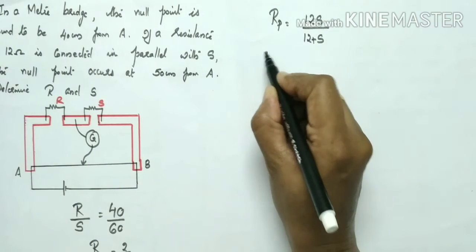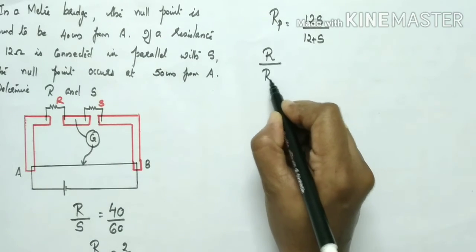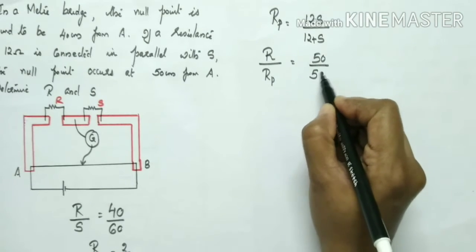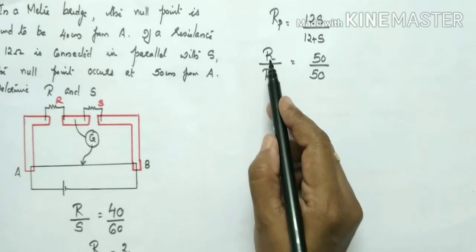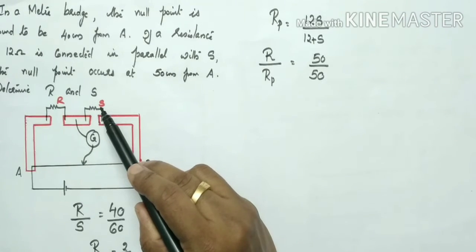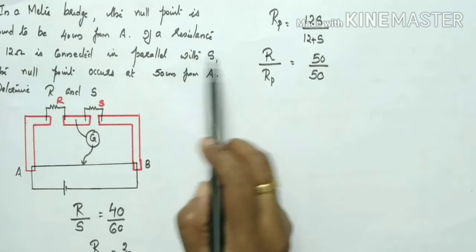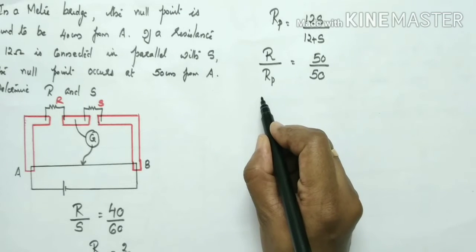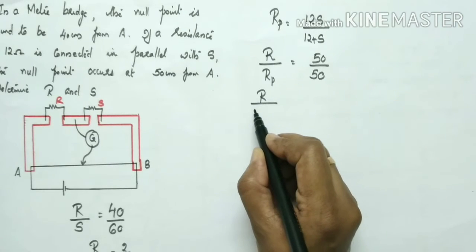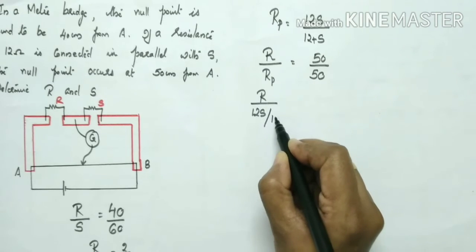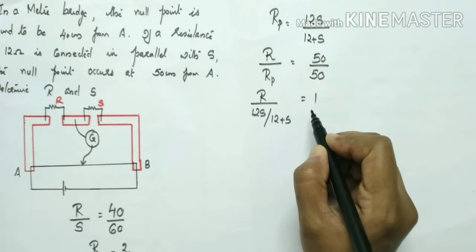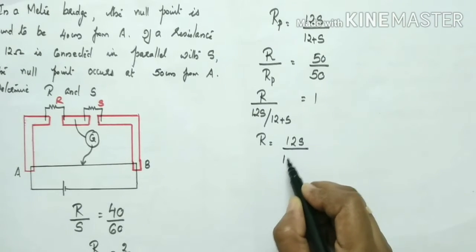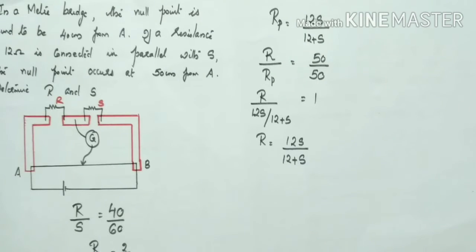So, now the formula becomes R divided by Rp. The new equivalent resistance is Rp, balance length becomes 50, remaining is also 50. So, R by Rp equal to, instead of S, here the new resistance is Rp, because S and 12 are connected in parallel. So, R by Rp equal to 50 by 50. What is the value of Rp? 12S divided by 12 plus S. So we can write R equal to 12S divided by 12 plus S, isn't it?